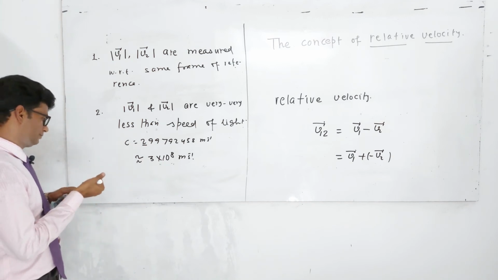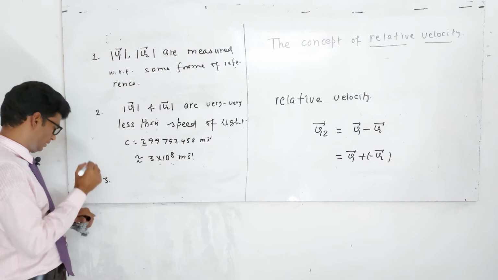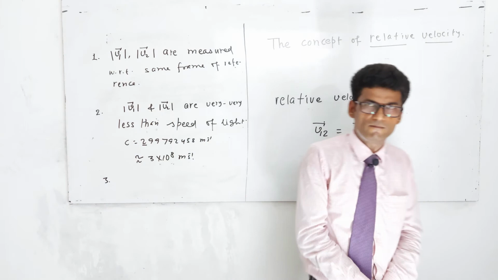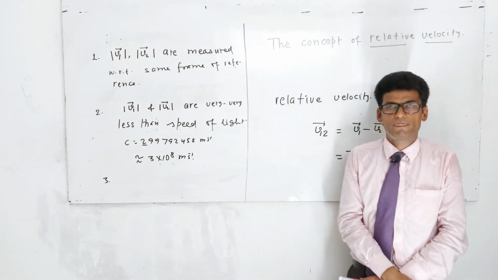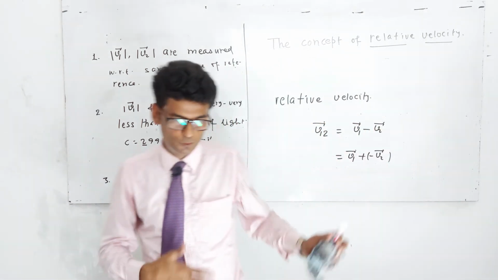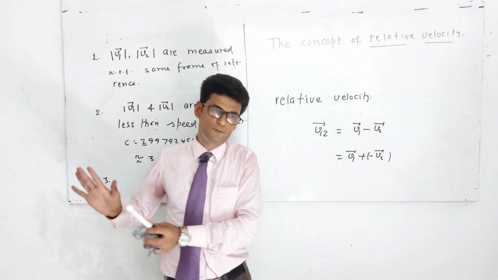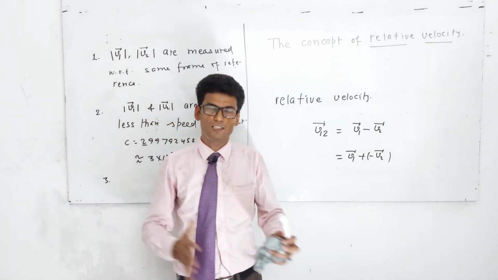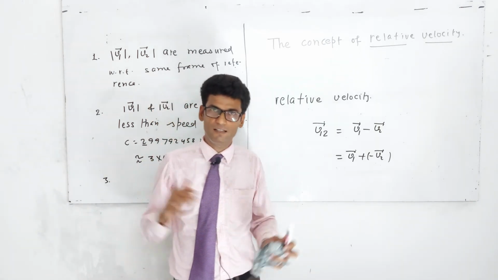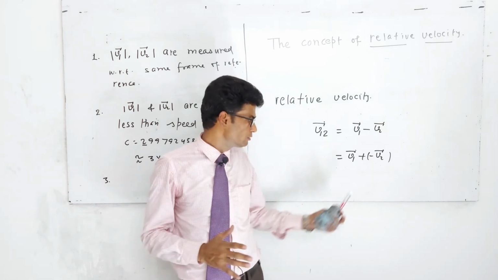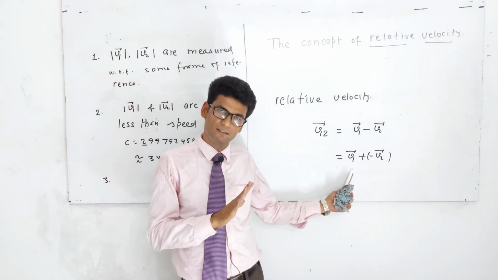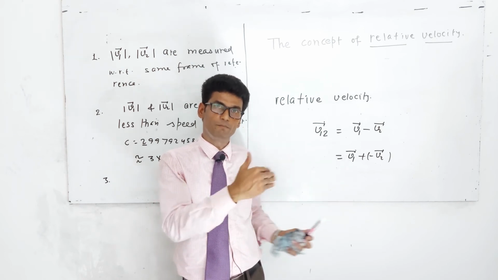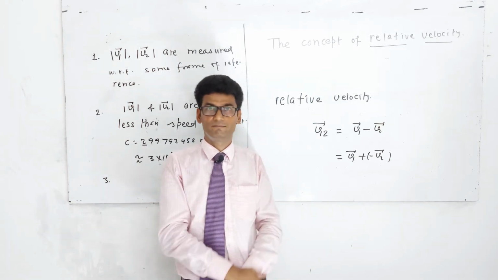And the third one is that the medium must be the same. So if two vehicles are moving in air, then okay. If one vehicle is moving in water and another is in the air, we cannot use this result as it is. We may use it after making certain corrections.